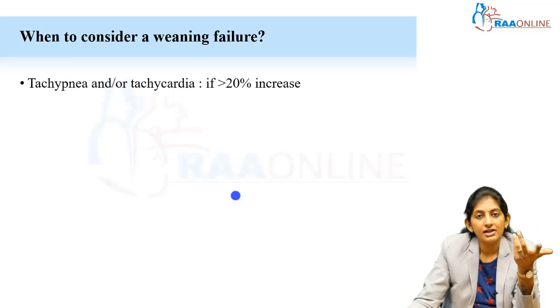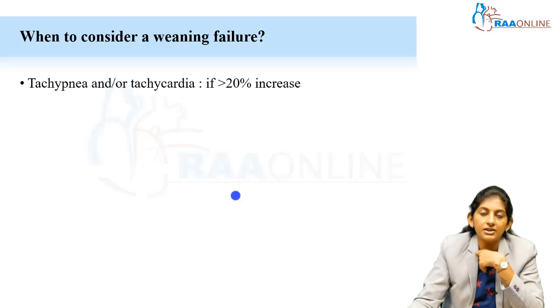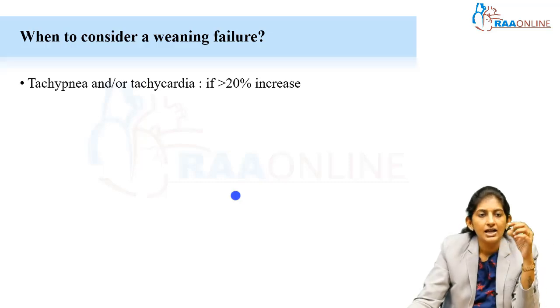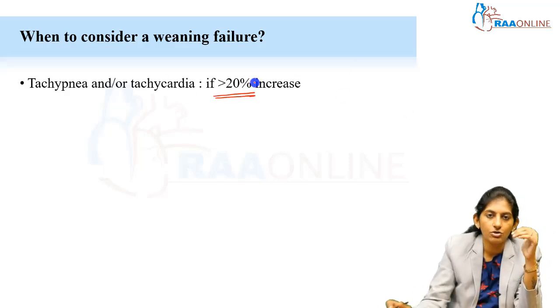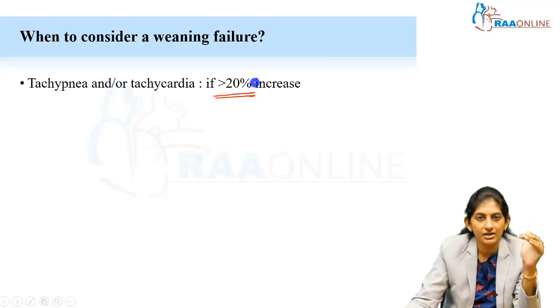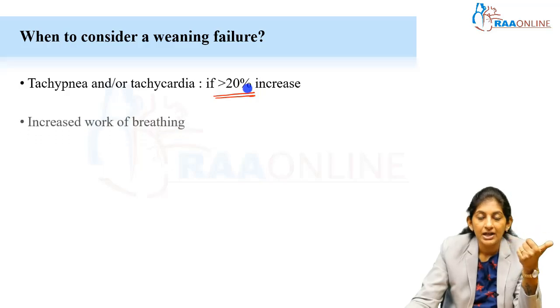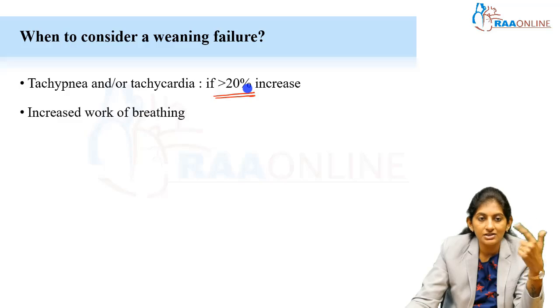So when do you consider it a weaning failure? When you are putting the patient on trials and the patient's heart rate and respiratory rate increase more than 20% of the baseline. So if the tachypnea and tachycardia increase more than 20% from baseline, then it is a weaning failure. When the patient is in respiratory distress and has increased work of breathing, you have to stop the weaning process.